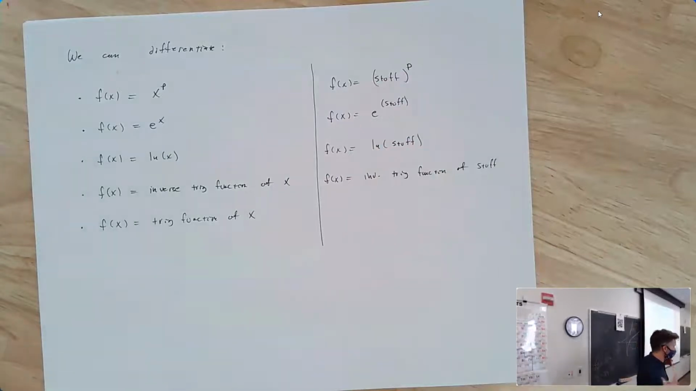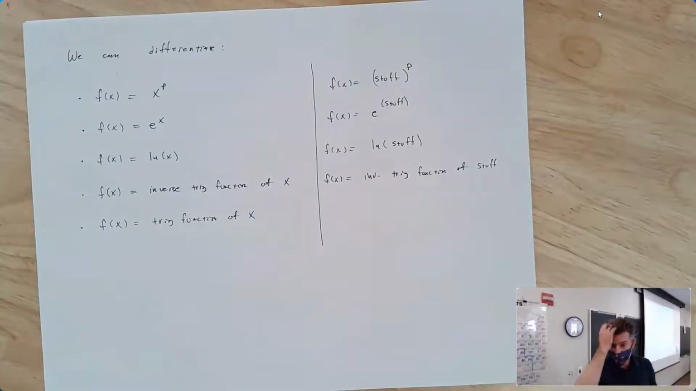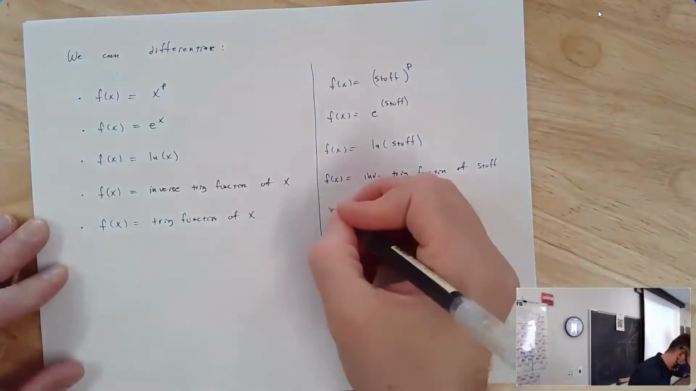If you know the derivative of inverse sine of x is 1 over the square root of 1 minus x squared, you know the derivative of inverse sine of some stuff is 1 over the square root of 1 minus the stuff squared times the derivative of the stuff. It's the same pattern every single time for the chain rule. We'll definitely get to the stuff in just a second. I just want to finish writing this up.